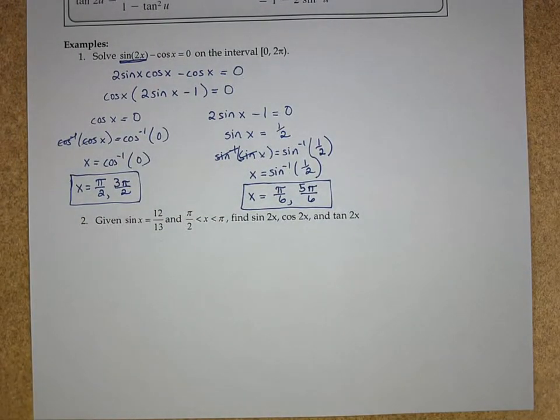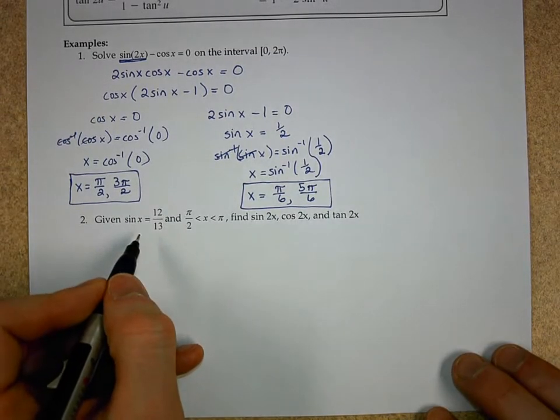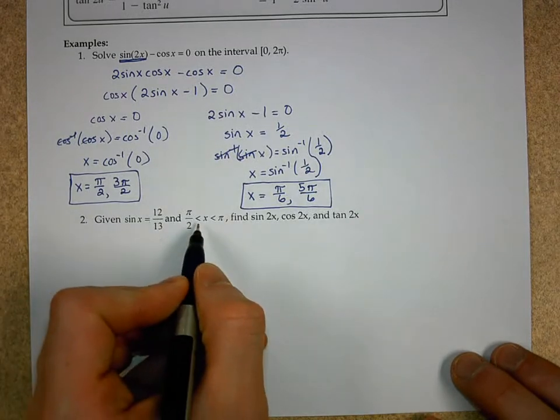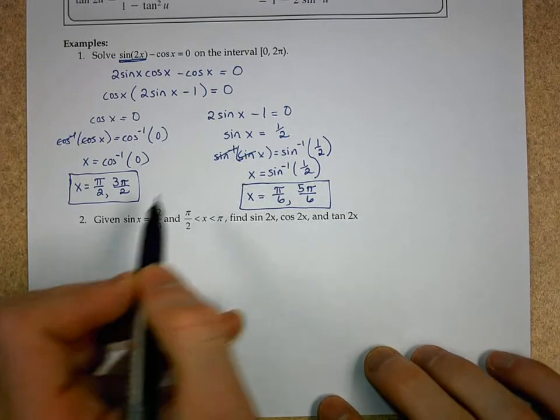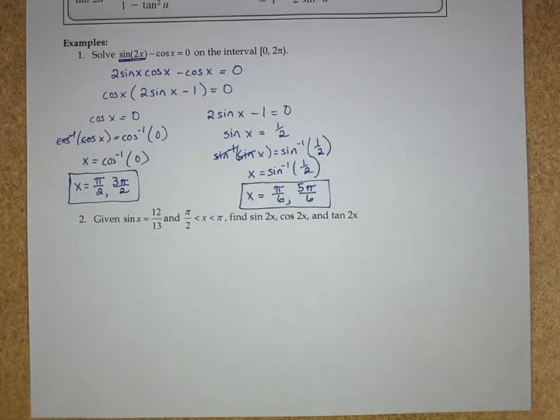The second situation is I want to find the sine of 2x, cosine of 2x, and tangent of 2x given some variables. So here I'm giving you the sine of x is equal to 12/13, and pi over 2 is less than x, which is less than pi. Here's the piece you're given. Here's your constraint. Same thing as you did back in chapter 4.